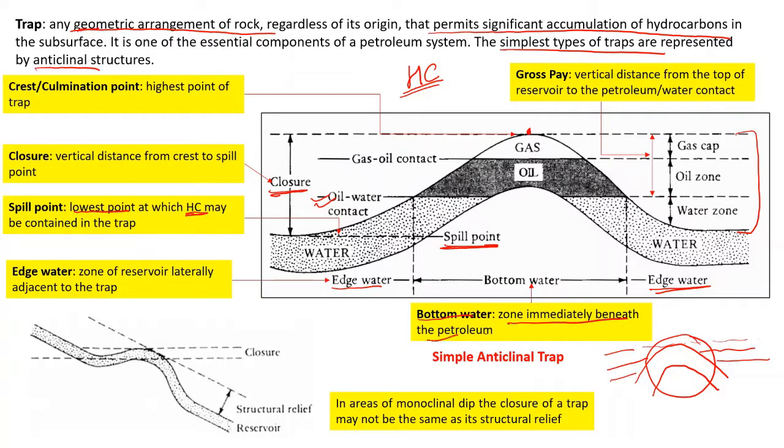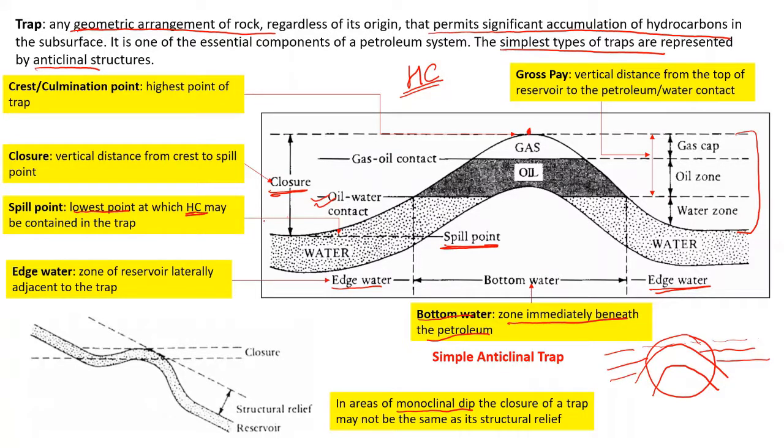So the zone immediately beneath the petroleum is the bottom water. This is the simplest type of trap, and this diagram has been taken from the book Essentials of Petroleum Geology by R.C. Selley. So this is a normal anticlinal structure, but you may have monoclinal dips as well. In the first case, the larger diagram, the anticline, the closure of the trap is the same as the structural relief. And what is the structural relief of this trap? It is from the crest to the spill point.